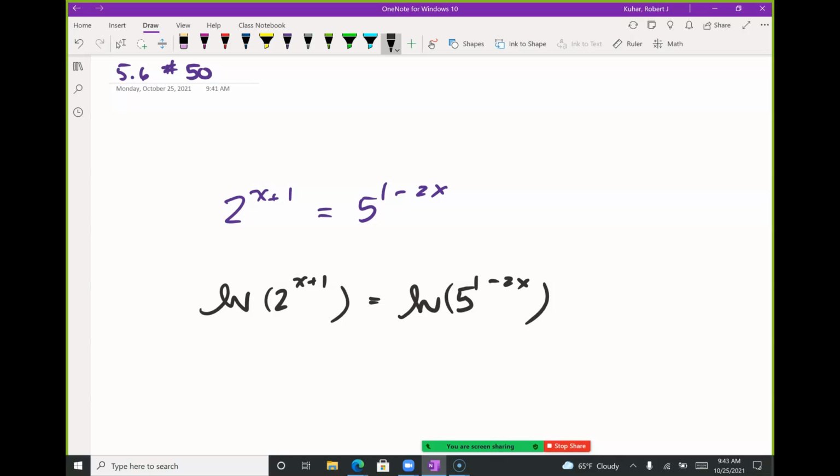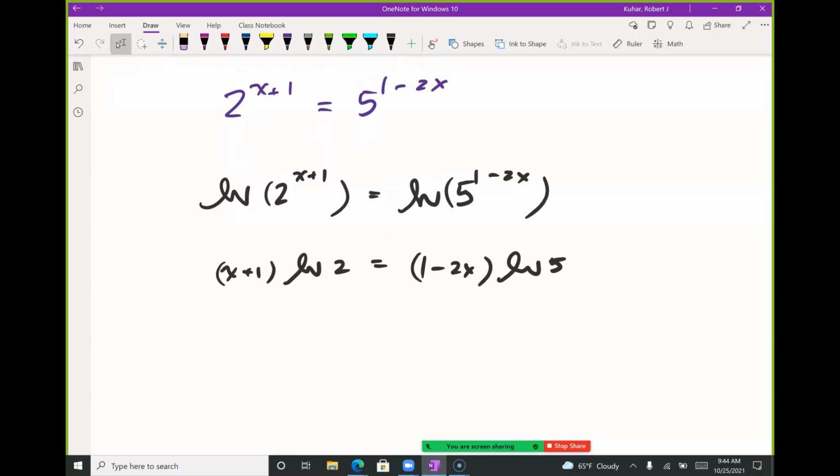Okay. What happens on the left? I have an exponent of x plus 1 times the ln of 2, and I have to be careful there that I make sure I wrap my multi-term exponents in parens. And on the other side, I get 1 minus 2x times the ln of 5. Everyone okay?